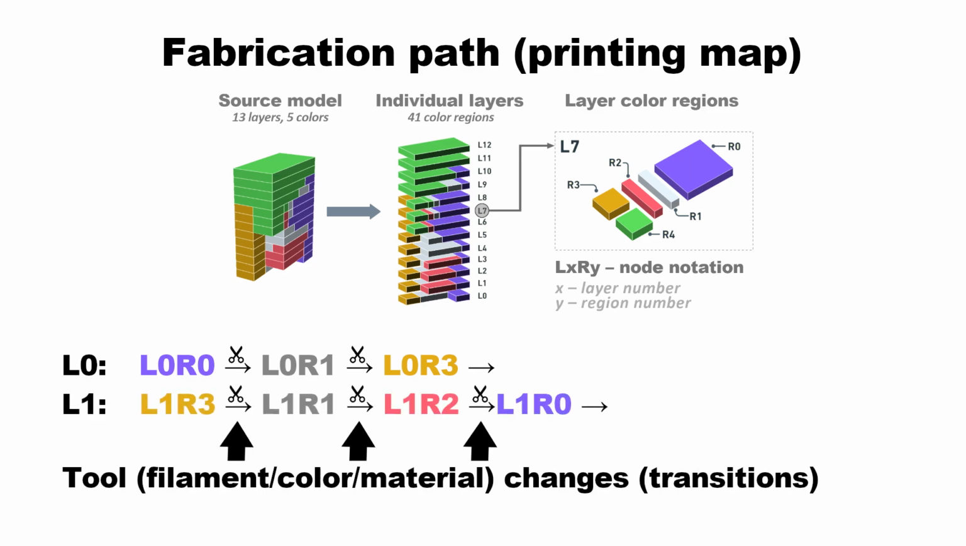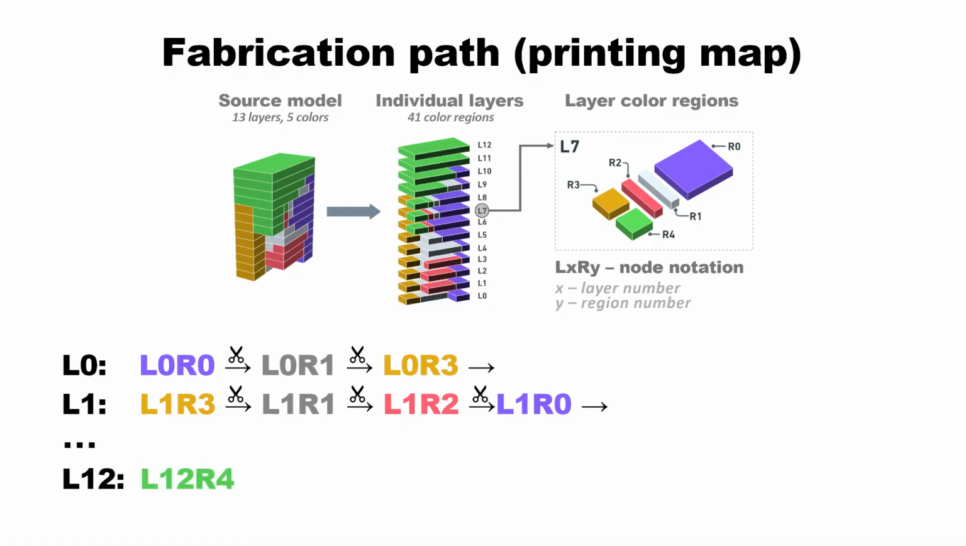Similarly, within the first layer, moving from region 3 to regions 1, 2, and 0 respectively, will also result in a tool change. This continues sequentially until the final piece of layer 12 is completed. For example, using the standard Prusa Slicer configuration, this model would typically require 28 tool changes. The question remains, can we reduce the number of tool changes?